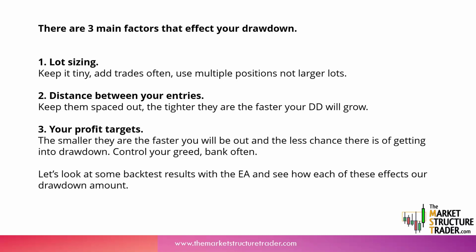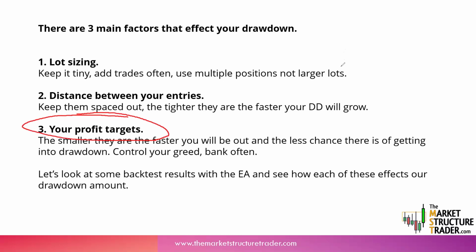Your profit targets will also affect your drawdown. The smaller your profit target, or the smaller the amount you want to make per trade, the faster you will be out of that trade, because the market is more likely to get to it quicker. And if you can get in and out of your trades quickly, you're going to have less chance of them going into drawdown. So control your greed, bank profits often, and you will not get into such large drawdowns. Let me give you an example of this last one, your profit targets.